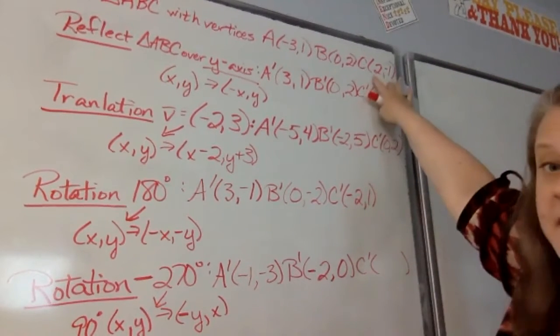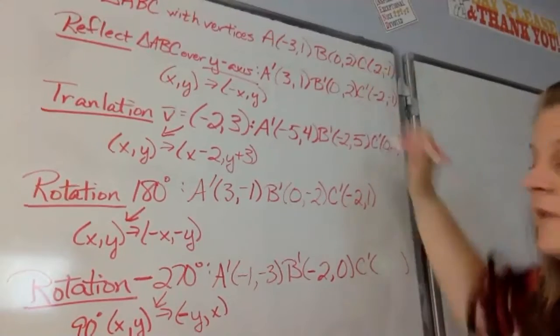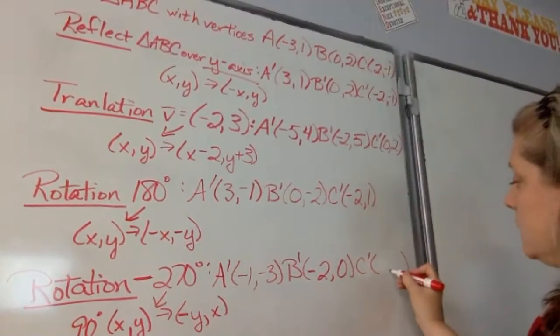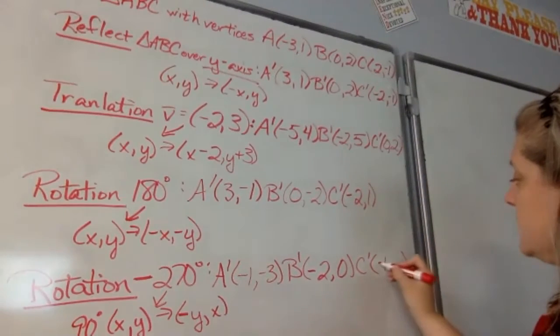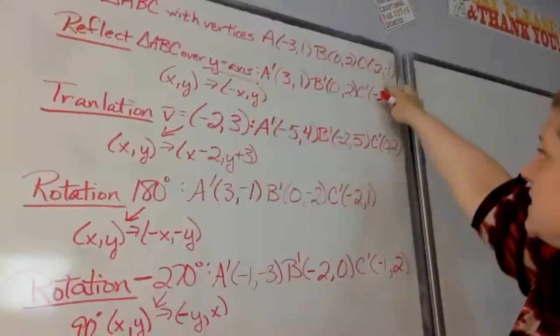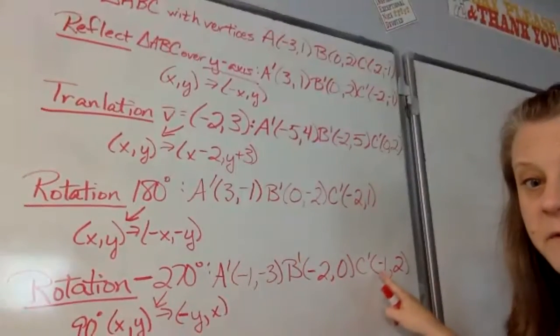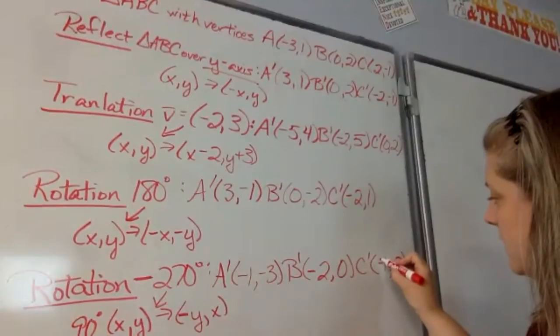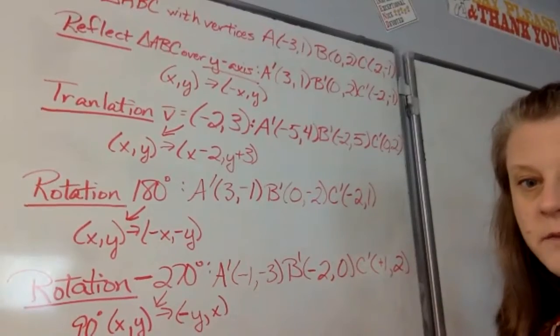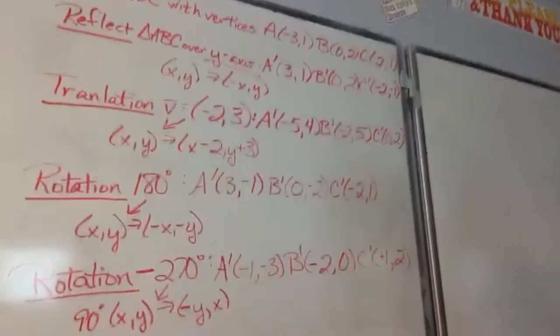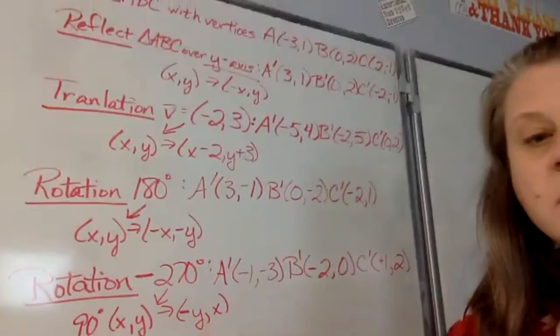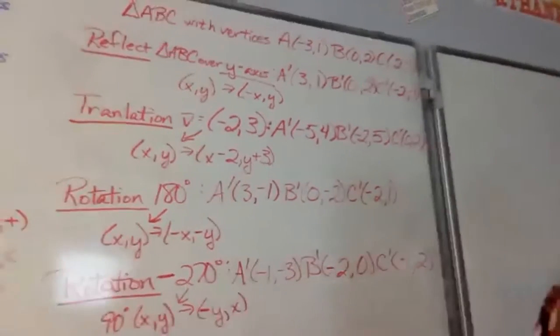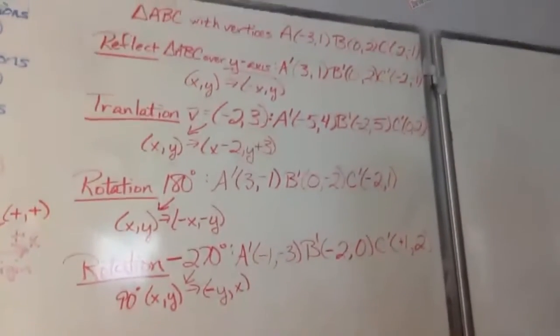Then for part C, I had 2, negative 1. So I flipped the order. I'd have negative 1 and 2. And then I changed the sign on the one that ends up in the front. So instead of a negative 1, it's going to make it a positive 1. Okay, so it's just knowing how to use the rules to write your new coordinates.